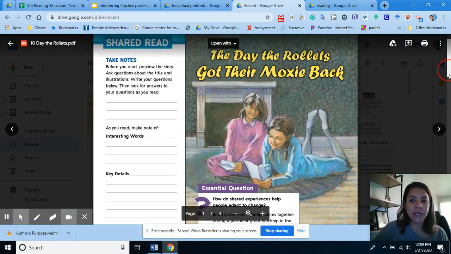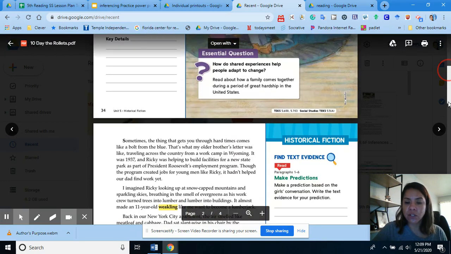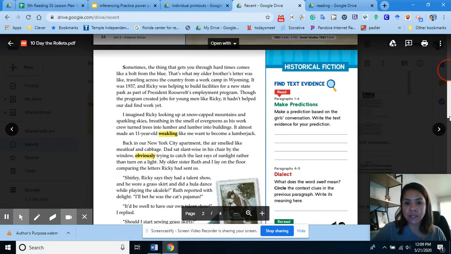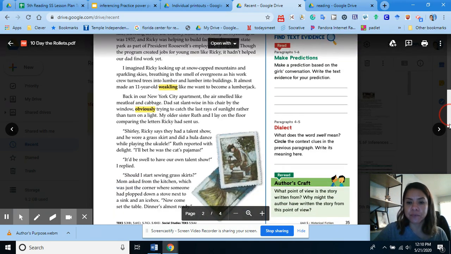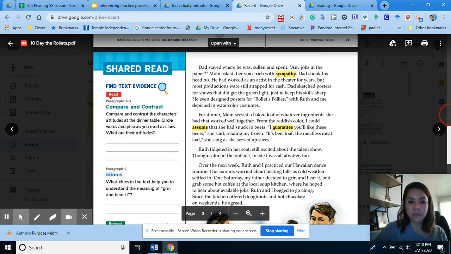So, yesterday, as you were reading, you were thinking about author's purpose, correct? Today, when you're reading, I want you to think of clues that you might find, clues that make you think, whoa, I think this is what's happening, because that is you practicing your inferencing as you are reading. Okay?